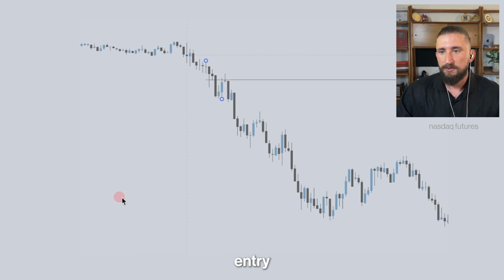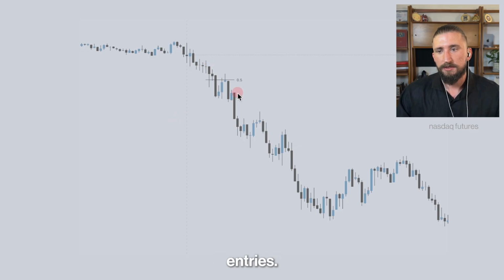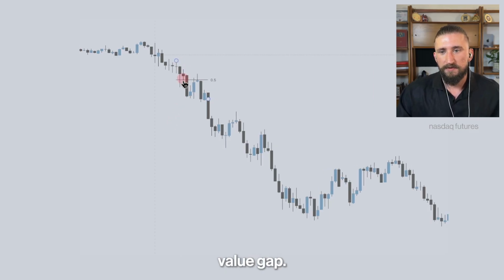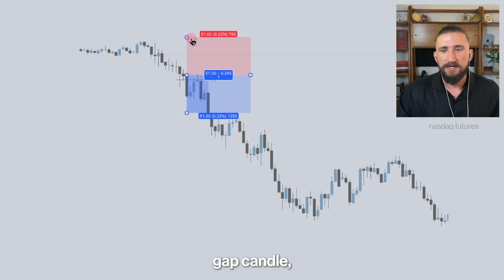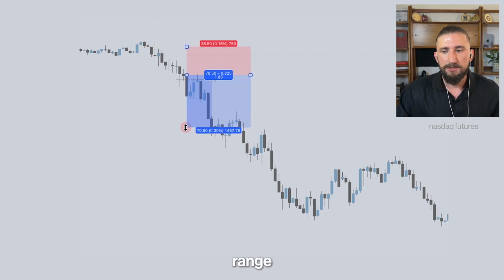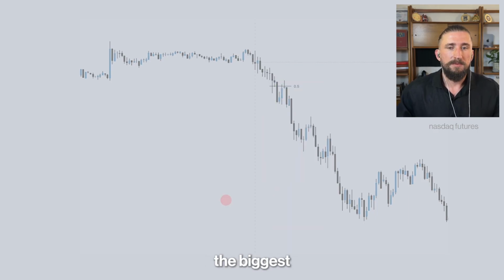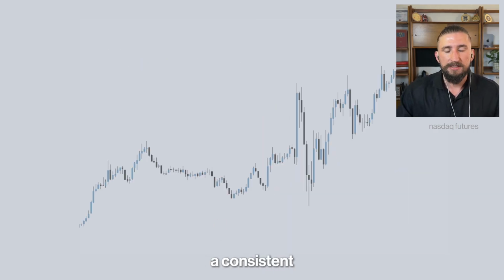This is a reasonable entry right here. You can see you have the 50%. That's your first possible entry. I think this is probably one of the cleaner entries. You can also couple that with the fair value gap. But really on a trade like this, I know a lot of traders are eager to put their stops super tight. They want their stop right above the fair value gap candle. But realistically, you could put it at the other end of the 5-minute opening range and then look to target something to the left. Expectations are going to be the biggest component to having a consistent trading system.